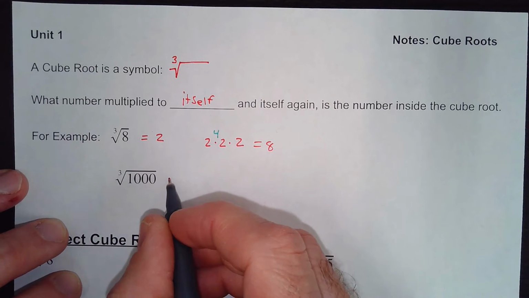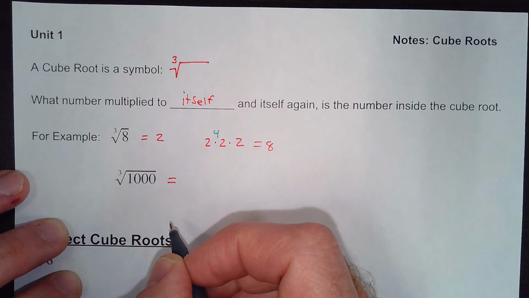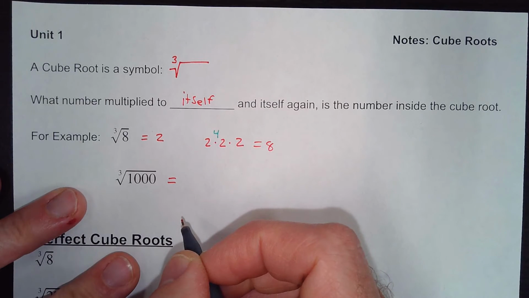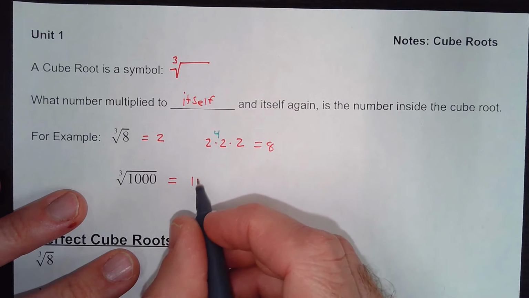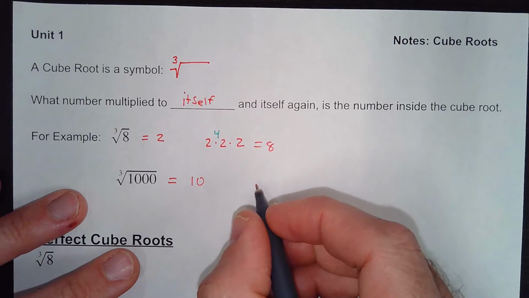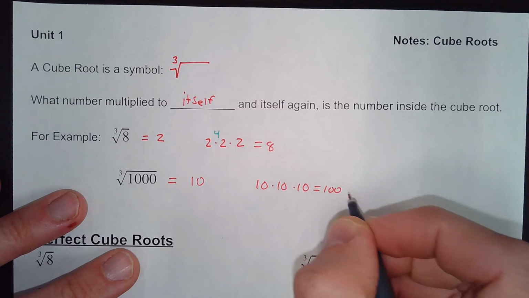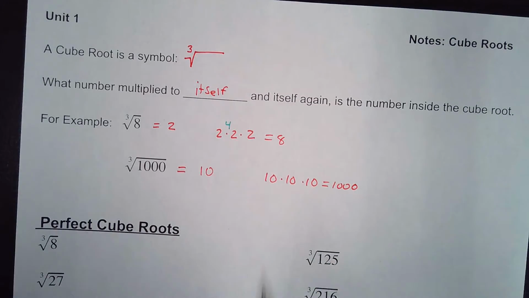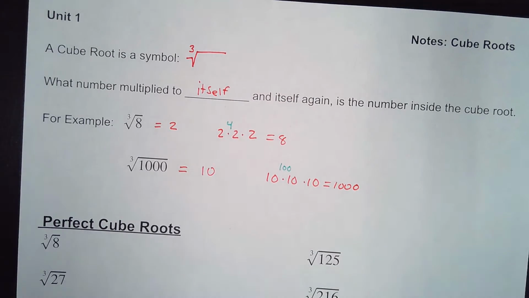Now what about the cube root of 1,000? Think about it for a minute. What number multiplied together with itself 3 times is equal to 1,000? 10 is the cube root of 1,000 because 10 times 10 times 10 equals 1,000. We'll do the same thing as last time. 10 times 10 is 100. 100 times 10, 1,000.